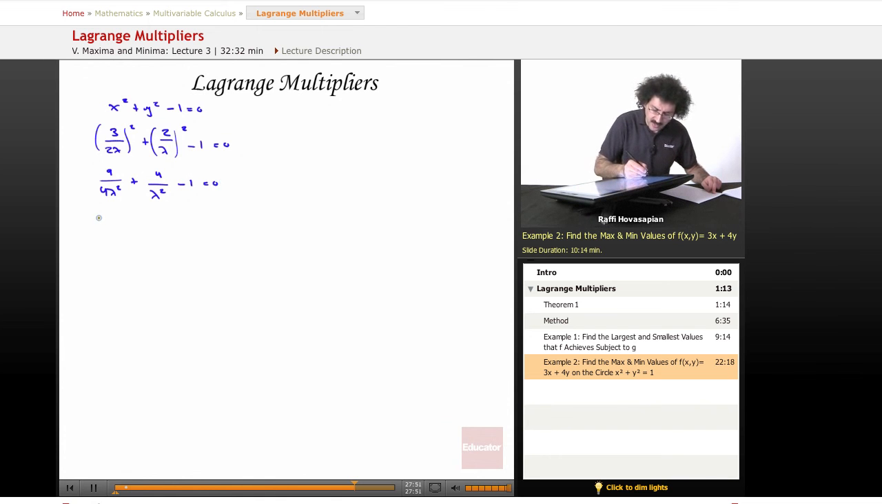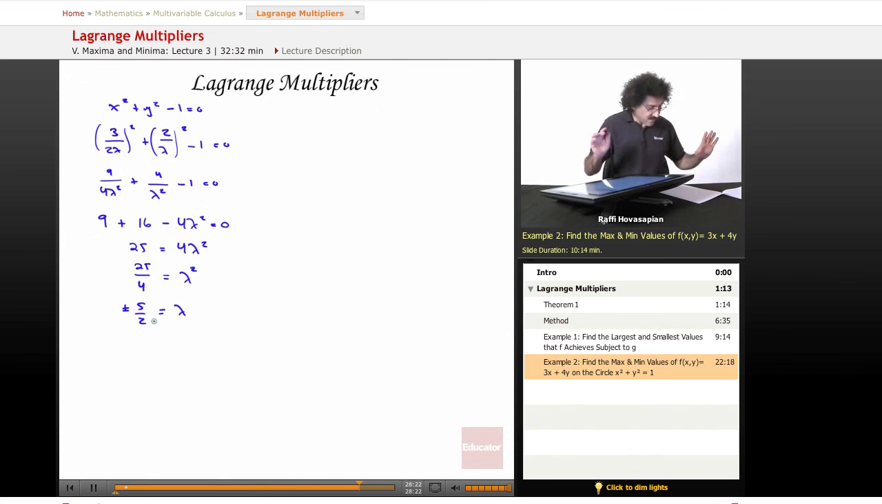Yeah, 4 lambda squared. Okay, so when I multiply by 4 lambda squared, I'm going to get 9 over here, I'm going to get 16 over here, minus 4 lambda squared equals 0. Just to get rid of the denominator, that's all I did. So 9 plus 16 is 25. That equals 4 lambda squared. So lambda squared equals 25 over 4. Therefore, lambda equals plus or minus 5 over 2.